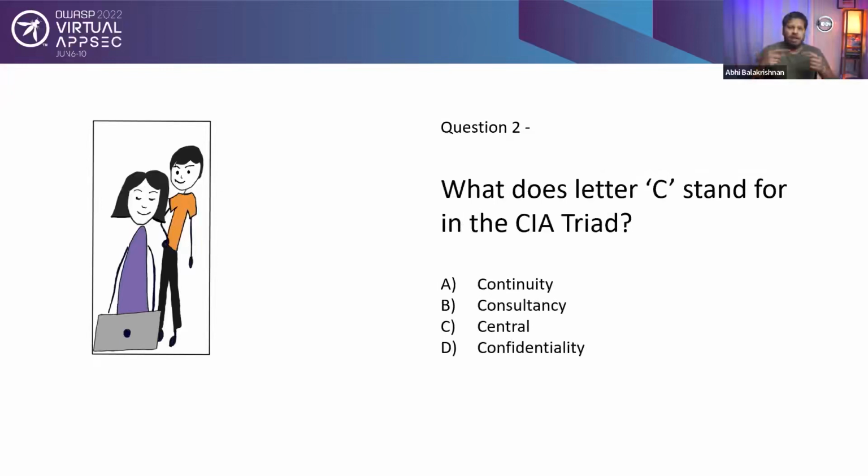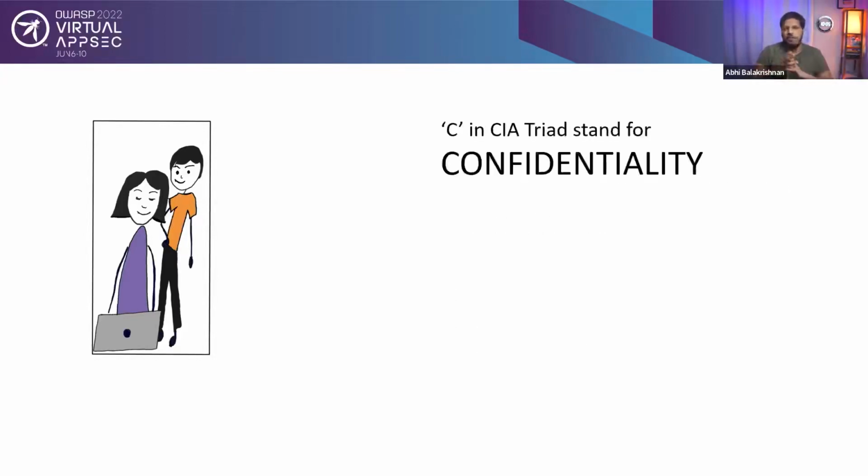Now, the second question I have is, what does the letter C stand for in the CIA triad? We all know CIA is seen as one of the core principles of cybersecurity. So what does the letter C stand for in the CIA triad? Your options are A, continuity; B, consultancy; C, central; D, confidentiality. I'll wait for the answer. All right, if you have answered D, confidentiality, that is the correct answer.